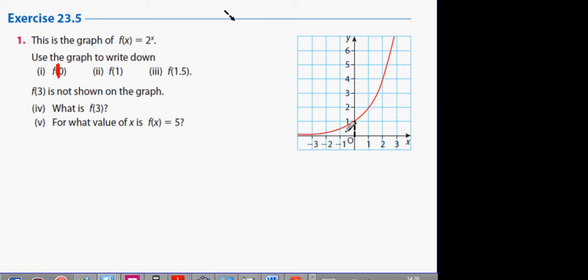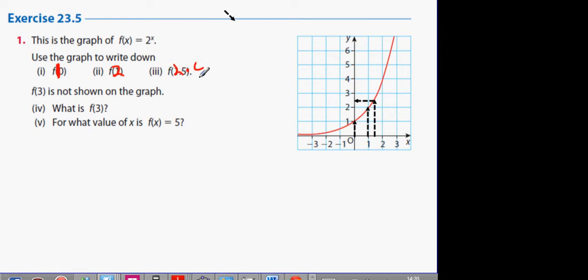What's the answer to the first one? 1. Because when x is 0, y is 1. Remember, this is the same thing as y. Okay? So when x is 1, what's the answer? x equals 1, y equals 2. And finally, 1.5 gives us about 2.4-ish, 2.4.